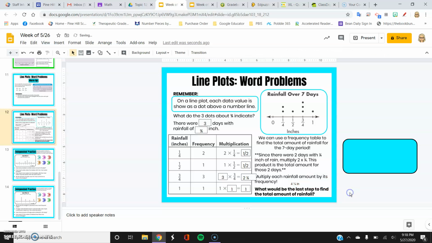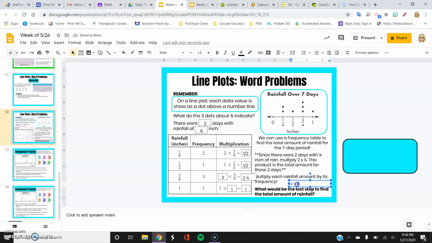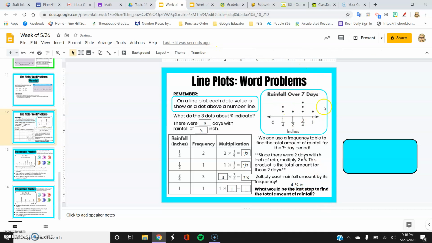4 and 1/4 inches, and that's very small, is how much it rained the entire 70s. So if you total up all the amounts, each day's total, I would find 4 and 1/4 inches. So if I did 1/4 plus 1/4 plus 1/2 plus 3/4 plus 3/4 plus 3/4 plus 1, and I'm out of breath, I would get 4 and 1/4 inches. But I don't need to do that. I can multiply each amount by how many times it occurred and then add it up. So that's like a shortcut.